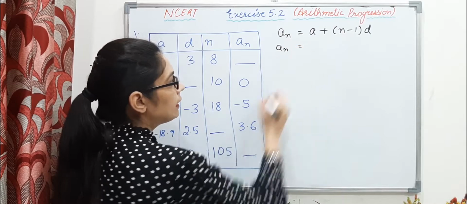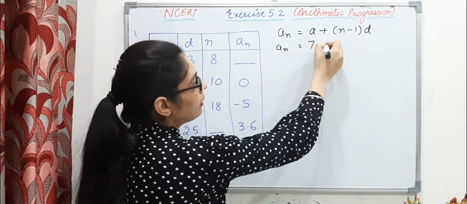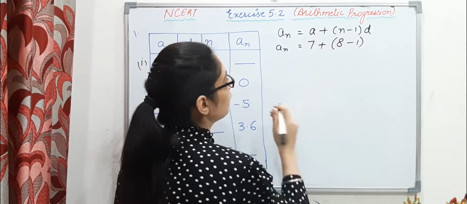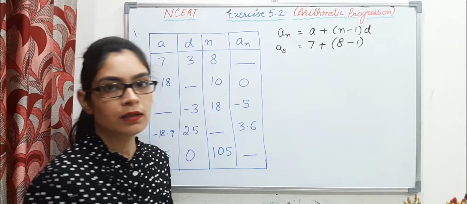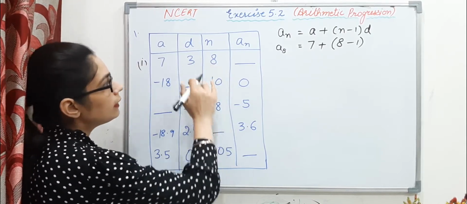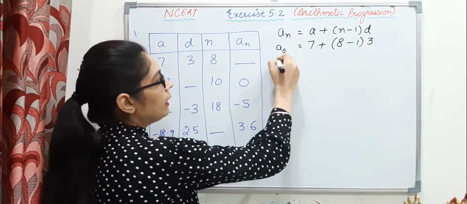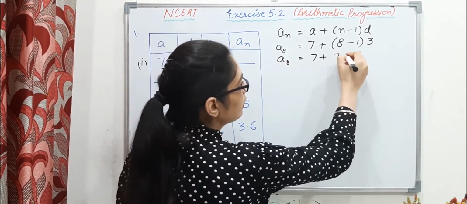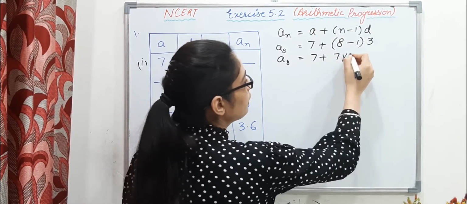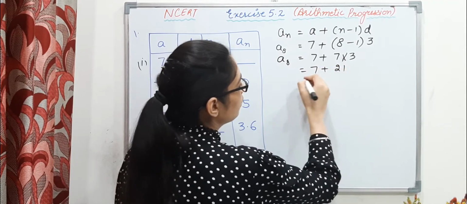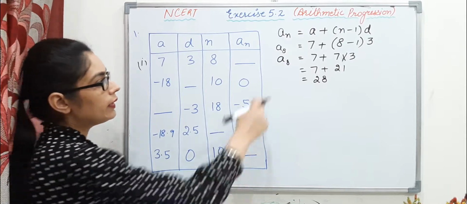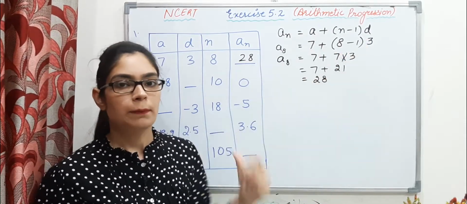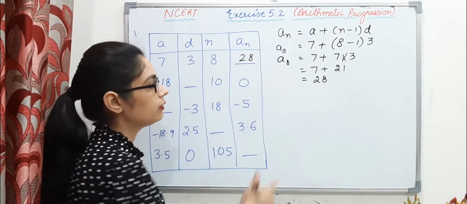In place of AN I will write A8. A is equals to 7, so in place of A we substitute 7. N is 8, so in place of N, 8. 8 minus 1. Here also in place of N we write 8, because we are finding the 8th term. And then D is equals to 3. So A8 is equals to 7 plus (8 minus 1) into 3. So 7 plus 21, which is equals to 28. So AN, which is our A8, is equals to 28. We haven't done anything, we just used this formula, substituted the given things and found the required thing.